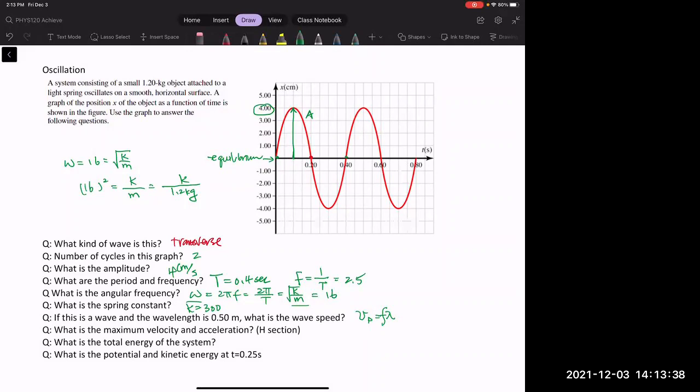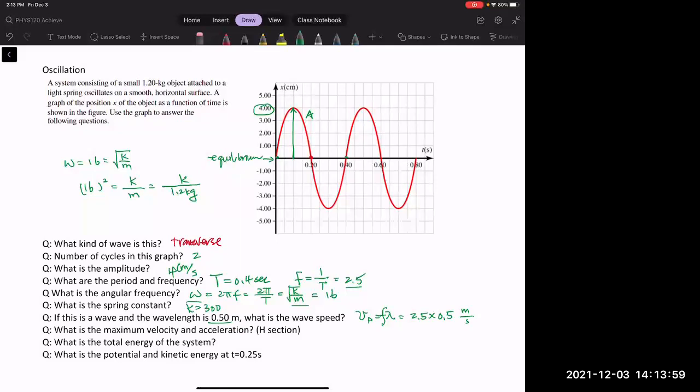Do we know the frequency? We just got the frequency, which is 2.5. What is the wavelength? The wavelength is 0.5, so this is going to be 2.5 times 0.5, and the unit over here is going to be meter per second. That's how you get the wave speed.